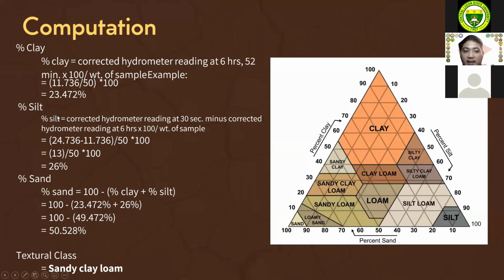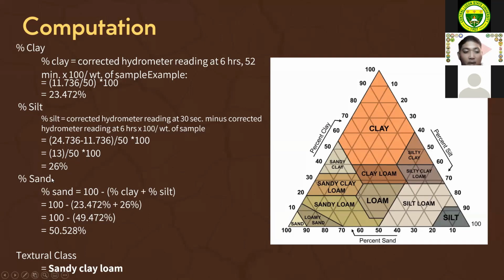Then yung percent silt natin is corrected hydrometer reading at 30 seconds minus corrected hydrometer reading at 6 hours times 100 divided by the weight of sample, which is 50 grams. So ito yon. So for example, na-compute na natin yung corrected hydrometer reading at 20 seconds, which is 24.736 minus sa corrected hydrometer reading natin ng 6 hours, which is 11.736. So their difference is 13 divided by 50, which is the weight of sample, yung ginamit nating lupa, times 100. So 26% yung silt natin.